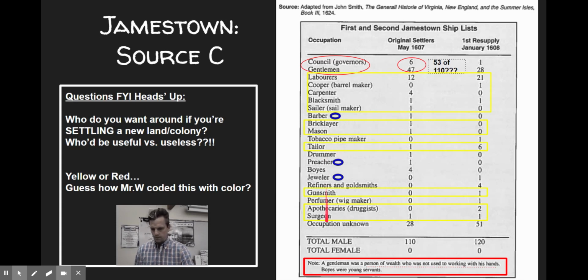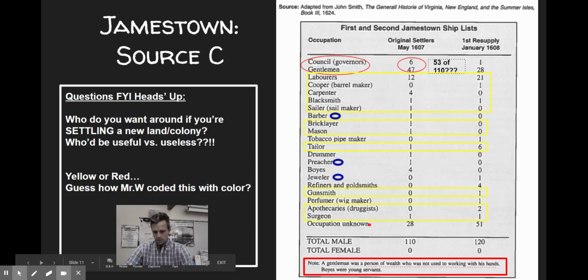Boys. We don't need boys. You can read about boys down there. Refiners and goldsmiths, I'd maybe put a blue here, but I'm only one. Perfumer. Holy, seriously? Why do we need a wig maker? Get out of here, dude. I don't need that in a brand new land where I'm struggling for survival and starting civilization.